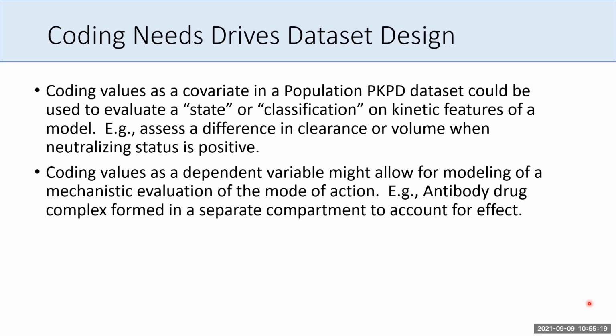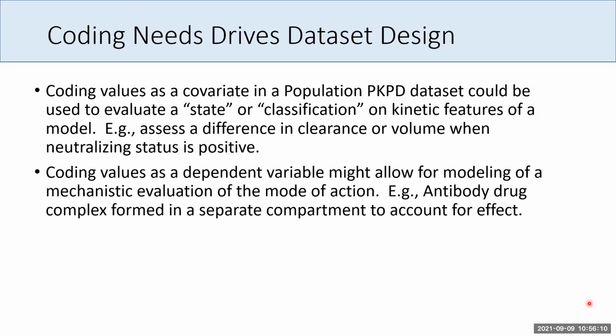They could be used to evaluate a state, positive or negative, or a classification: treatment emergent, non-treatment emergent, persistent or transient, neutralizing or not neutralizing. And we would look at those on the kinetic features of a model. So we would use these to assess the difference in clearance or volume, for instance, when neutralizing status or some other status of effect is positive. So is there a difference in the way the drug is cleared, in other words how fast the body gets rid of it, or in the exposure to the drug that's affecting the volume that I measure? How might that antidrug antibody or neutralizing antibody status affect that? So I would want that coded as a covariate.